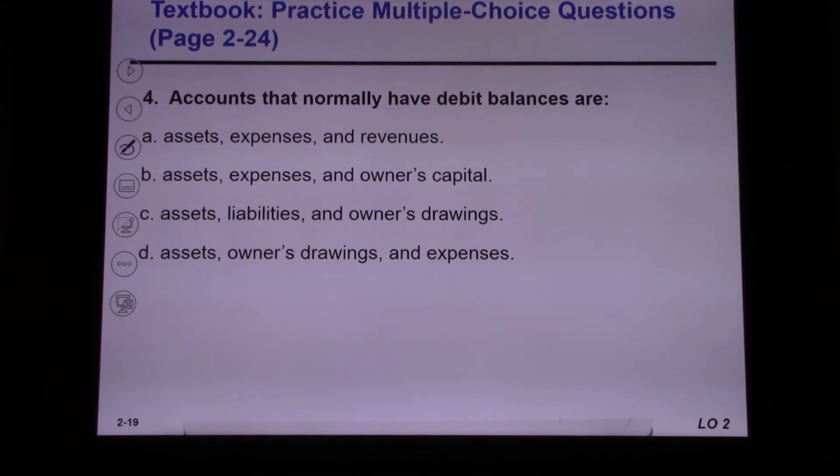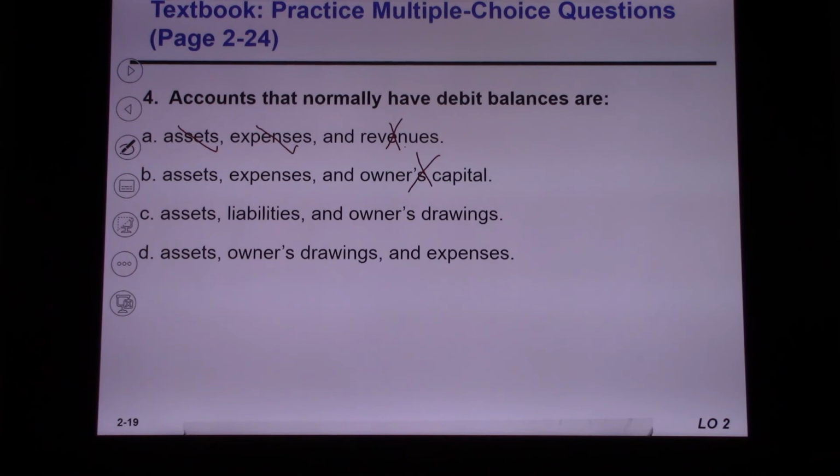Accounts that normally have debit balances are assets, expenses, and revenues. Assets normally have a debit balance because they increase on the debit side. Expenses normally have a debit balance because they increase on the debit side. While revenue normally has a credit balance because it increases on the credit side. B. Assets, expenses, and owner's capital. Owner's capital has a credit balance because it increases on the credit side.